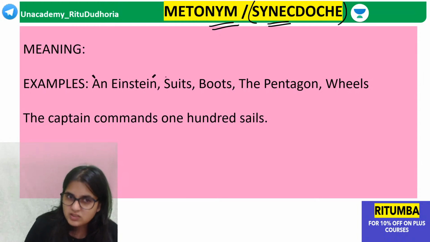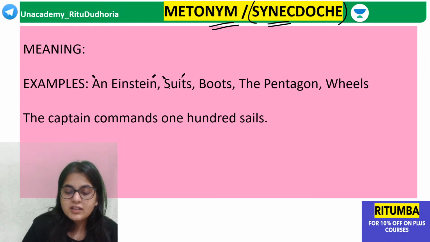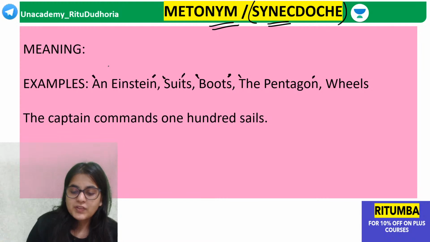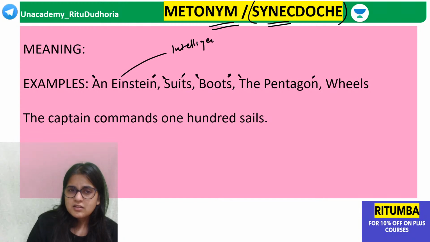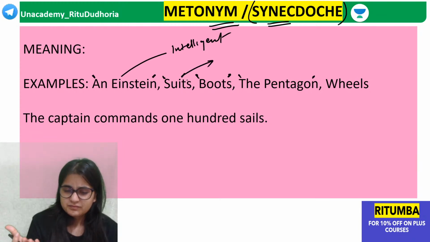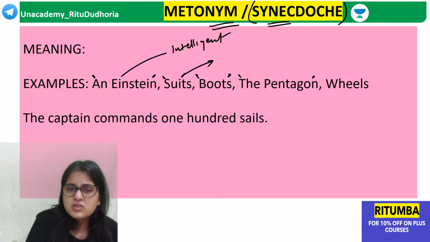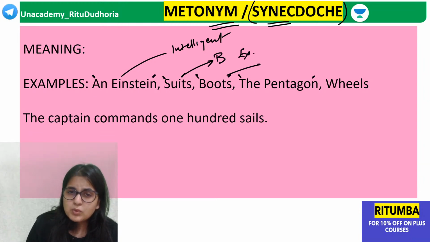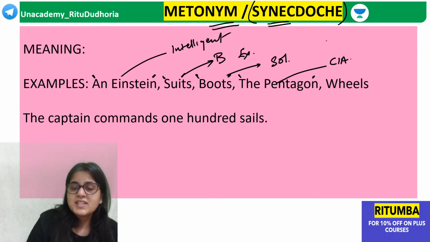If I say the suits are in the meeting, the jackboots or the boots are coming, the Pentagon has decided to go ahead with this. So guys, what do all these mean? When I say Einstein, don't I mean you're a very intelligent person? When I say the suits are in the meeting, you also had that show on Comedy Central, Suits. When you say suits, doesn't it represent business executives? When you say boots, it basically represents soldiers. When you say Pentagon, it's basically a symbol of the CIA.